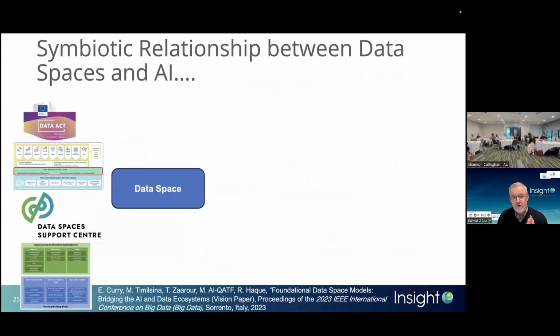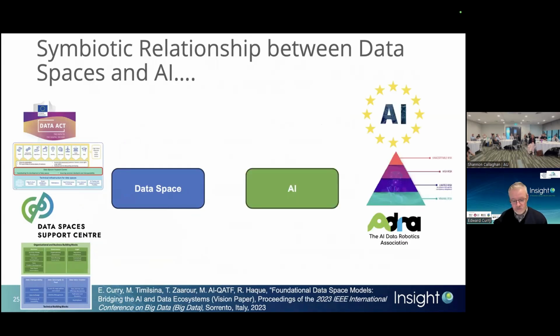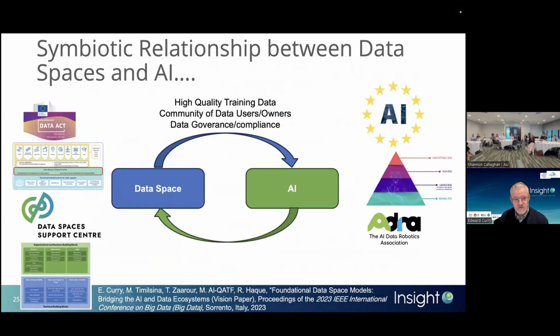So in the European context, what we're doing with the Commission is very much looking at this symbiotic relationship that we have between these established data spaces that we've put in place and the AI systems that we're looking to build, and recognizing that there's a symbiotic relationship between both. So data spaces can provide high quality training data, they can provide a community of users and owners of that data, and they can provide a clear data governance and compliance mechanism for AI systems.